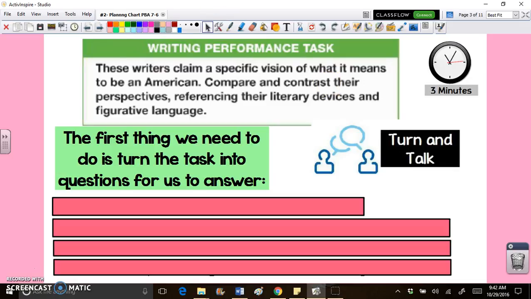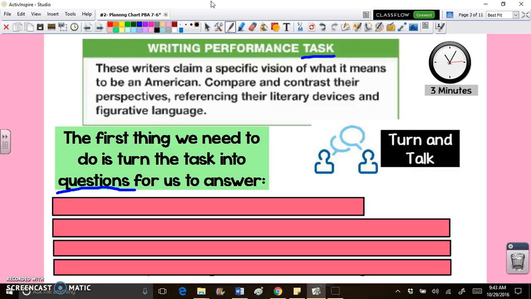So whenever we have any kind of essay task, the most important thing that we want to start off with is taking the task and turning it into questions for us to answer. The reason I like to turn the task into questions is because questions give you something very specific to focus on, and they can actually be an excellent tool for your writing.